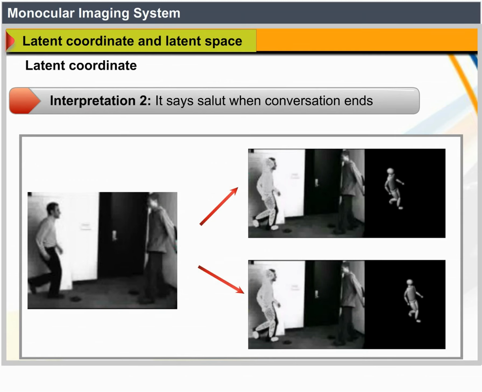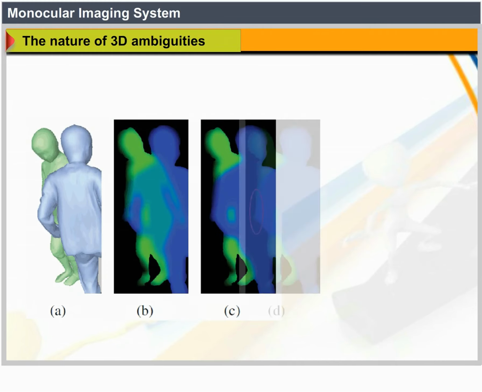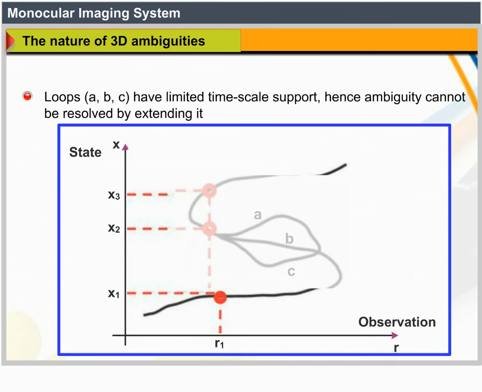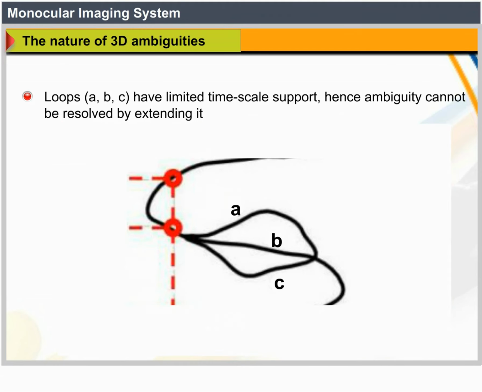The nature of 3D ambiguities: persistence over long time scales. Loops A, B, C have limited time scale support, hence the ambiguity cannot be resolved by extending it.